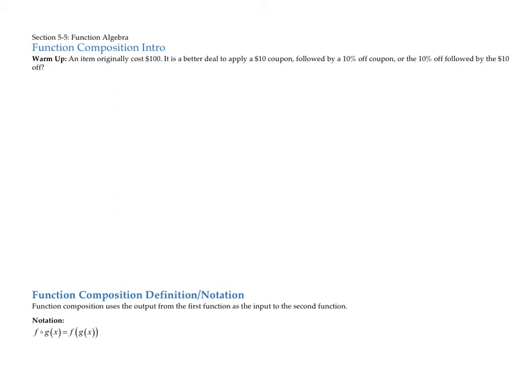Okay, so we're back with the answer. So the correct answer should be that we want to do the 10% off followed by the $10 off, and here's why. Let's think about this sort of like an order of operations problem. So option 1 versus option 2.